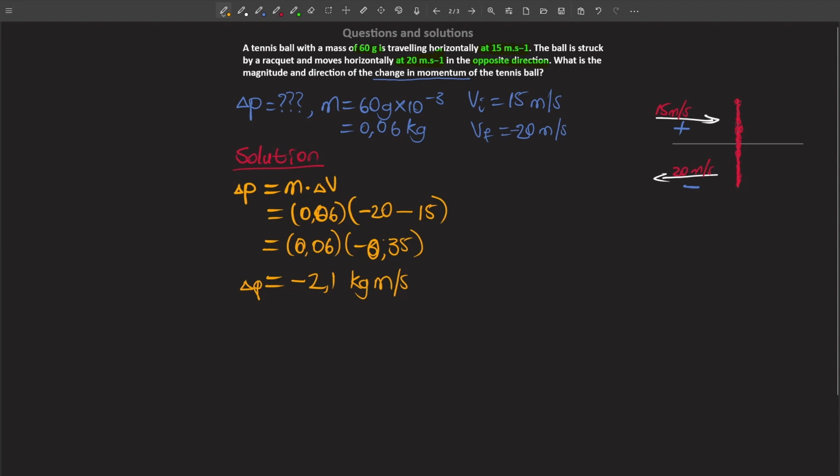And we know that the direction of the change in momentum of an object is the same as the direction of the net force acting on the object. This shows us that the net force acting on this object is opposite to the direction of the object's initial motion. And this concludes our lesson on collisions.